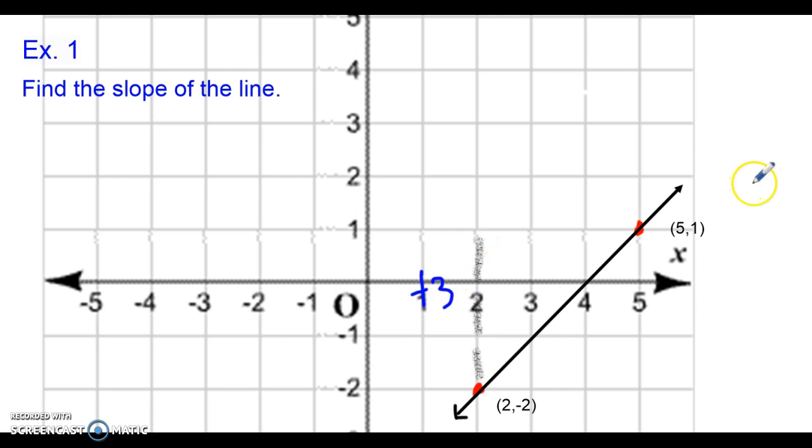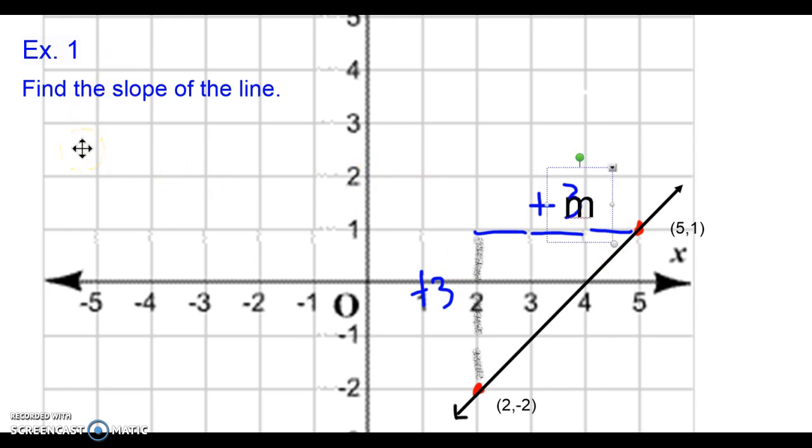Now we got to get over to this other point here. So from here, where we left off, we've got to go right once, twice, 3 units. So again, we went to the right. So when we talk about in terms of running, we run left or right. We go to the right, it's positive. So think about our rise over our run.